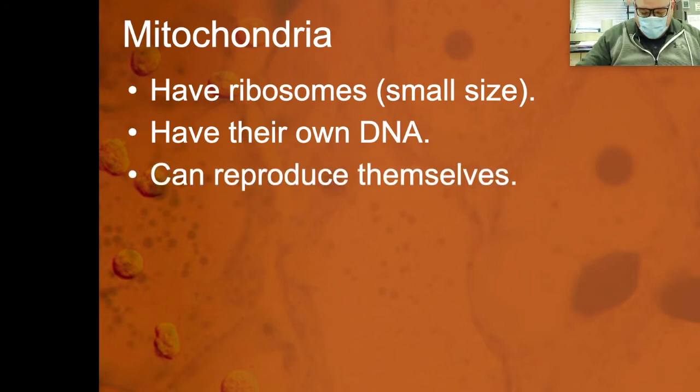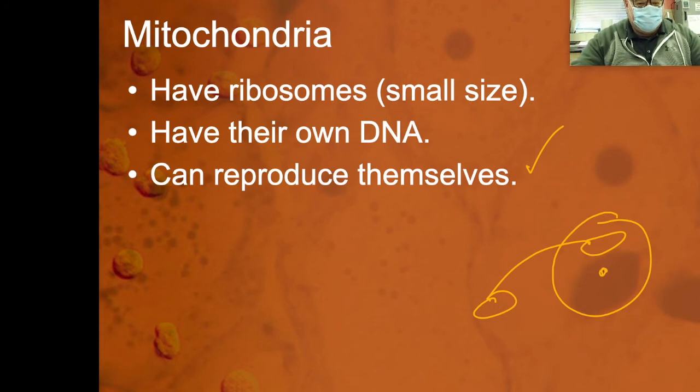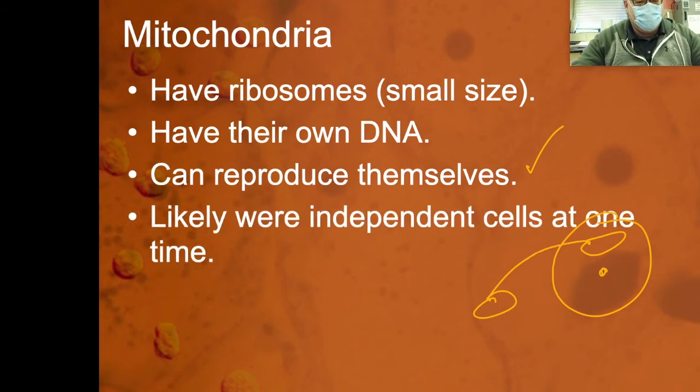Okay, these guys can reproduce on their own, which we think is evidence of endosymbiosis. That's where we believe that there were cells that had other cells move inside of them. And so we think mitochondria and chloroplasts are evidence of that. That's what I just told you. Likely independent cells at once and moved in with endosymbiosis.